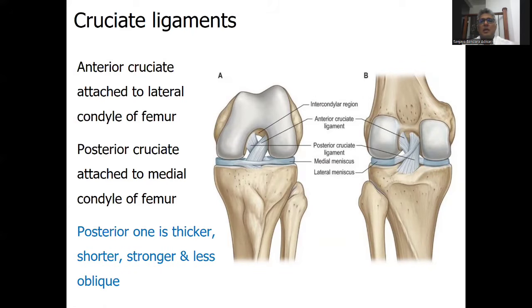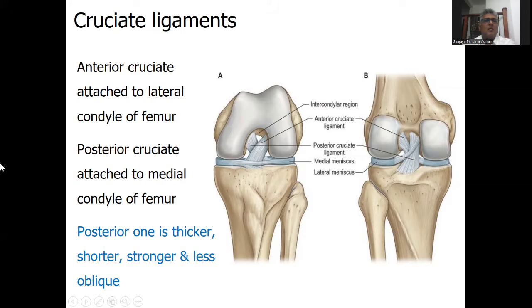During locking and unlocking, we said partly it is a reason for rotatory movement, because when you extend the knee joint, the anterior cruciate gets taut and it stops the lateral condyle from moving backwards further, but the medial condyle moves a little bit more. So you get the femur rotating medially on the tibia. So there is one reason for medial rotation and locking.